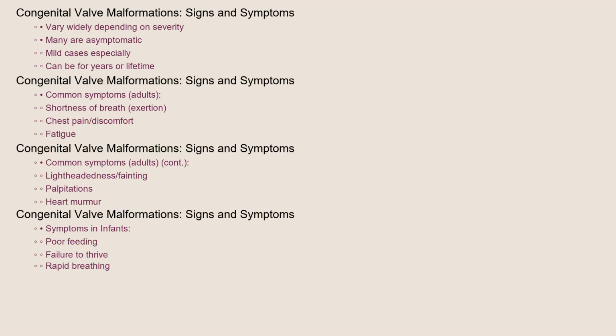The signs and symptoms of congenital valve malformations can vary widely, depending on the severity of the defect. Many individuals, particularly those with mild cases, may be asymptomatic for years, or even their entire lives. When symptoms do appear, they can include shortness of breath, especially during exertion, chest pain or discomfort, fatigue, lightheadedness or fainting, palpitations, and heart murmur detected during a routine physical examination. In infants, symptoms may include poor feeding, failure to thrive, and rapid breathing.